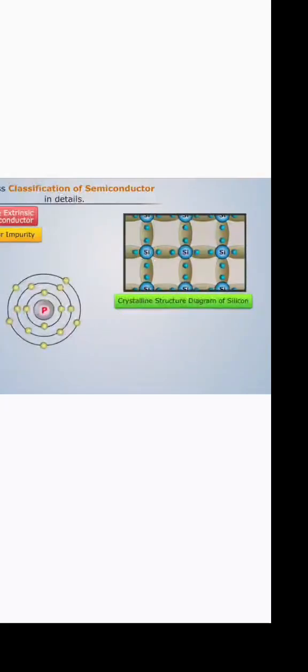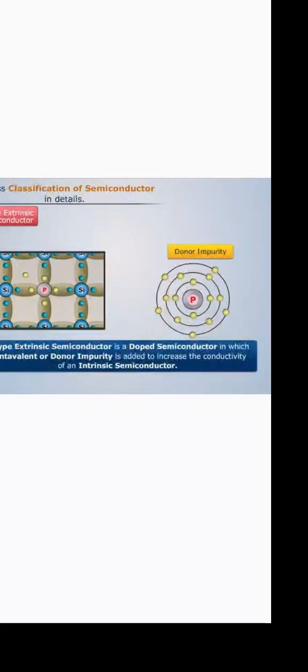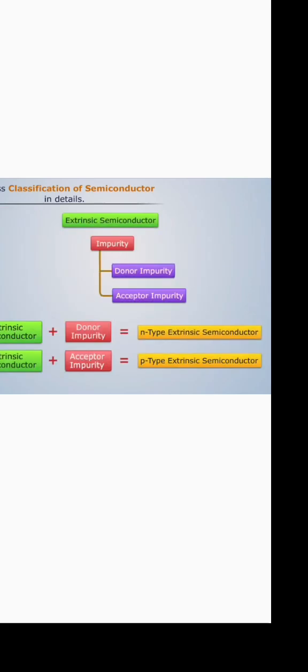Now, when a small amount of pentavalent or donor impurity is added to a pure or intrinsic semiconductor, the resulting semiconductor is called the N-type extrinsic semiconductor. Thus, an N-type extrinsic semiconductor is a doped semiconductor in which pentavalent or donor impurity is added to increase the conductivity of an intrinsic semiconductor. We have covered N-type semiconductor.